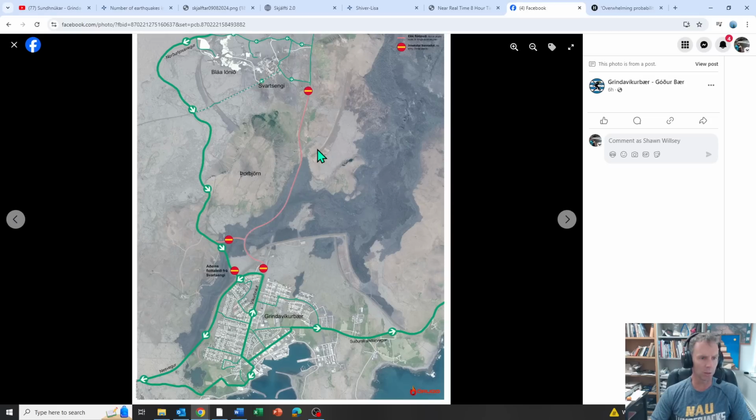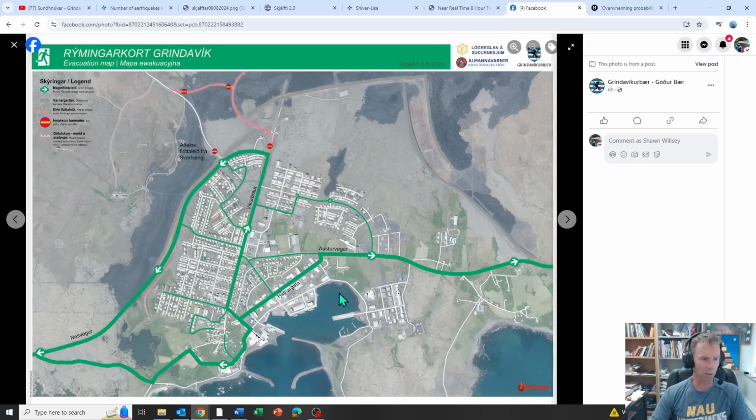These roads are closed here through this area. If people are up at the Blue Lagoon area here, they have an evacuation route for them. So here's a little closer view of the Grindavik area. And again, you can see these evacuation routes with these big green arrows. So basically east and west of town, those are gonna be your two primary routes.